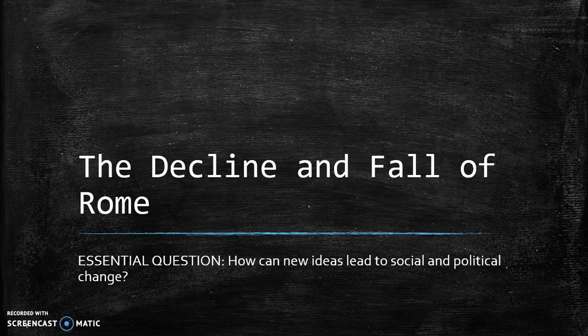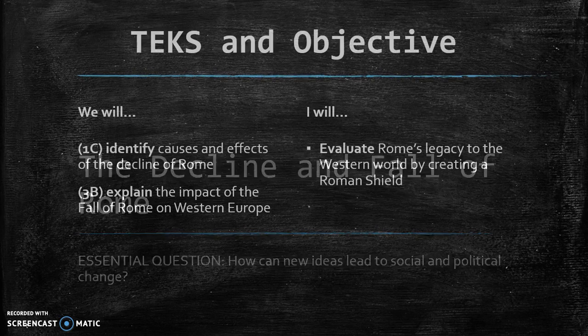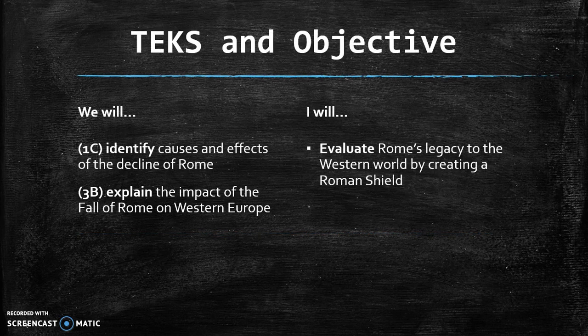Guys, in this video we are going to be talking about the decline and fall of the Roman Empire. We are going to be identifying the causes and effects of the decline of Rome, and we will explain the impact of the fall of Rome on Western Europe. By the time that we are done with this lesson on Thursday, you will have evaluated Rome's legacy to the Western world by creating a Roman shield.